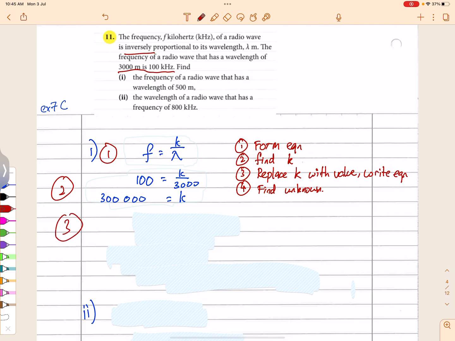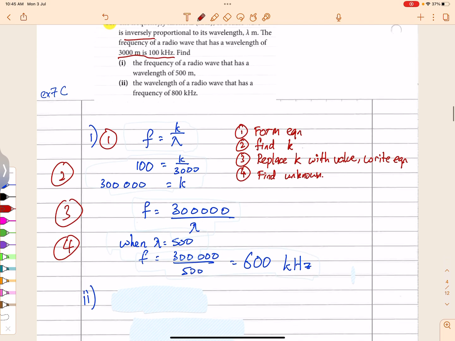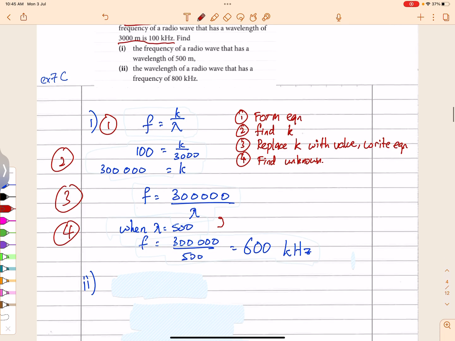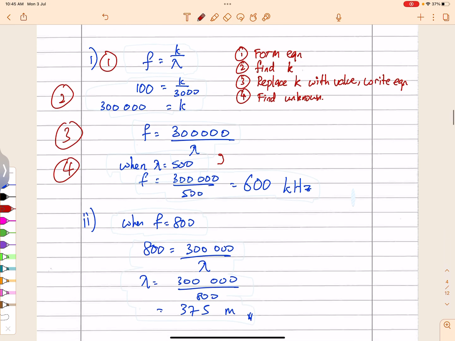Step number 3, I want to rewrite the equation. So it looks somewhat like that. Step number 4, I can now answer the question. When the wavelength is 500, I will put 500 into the wavelength, and there you go, that is the answer. Similarly, when the frequency is 800, put in the calculation, you should get the wavelength. Alright, so 1, 2, 3, and 4.